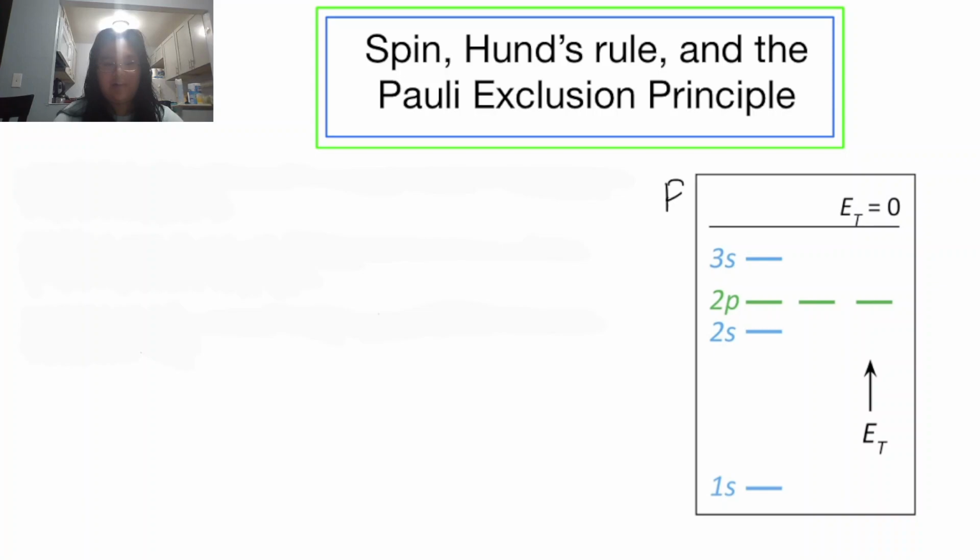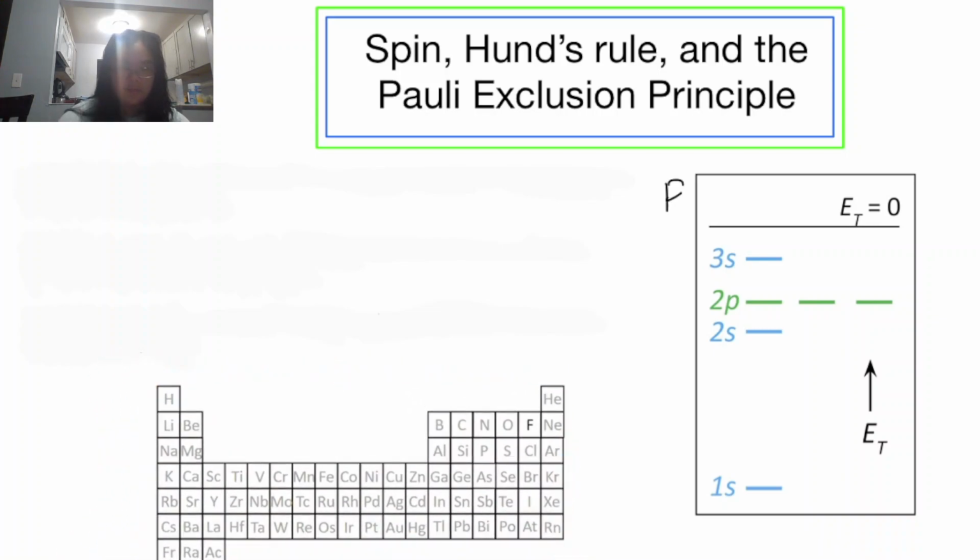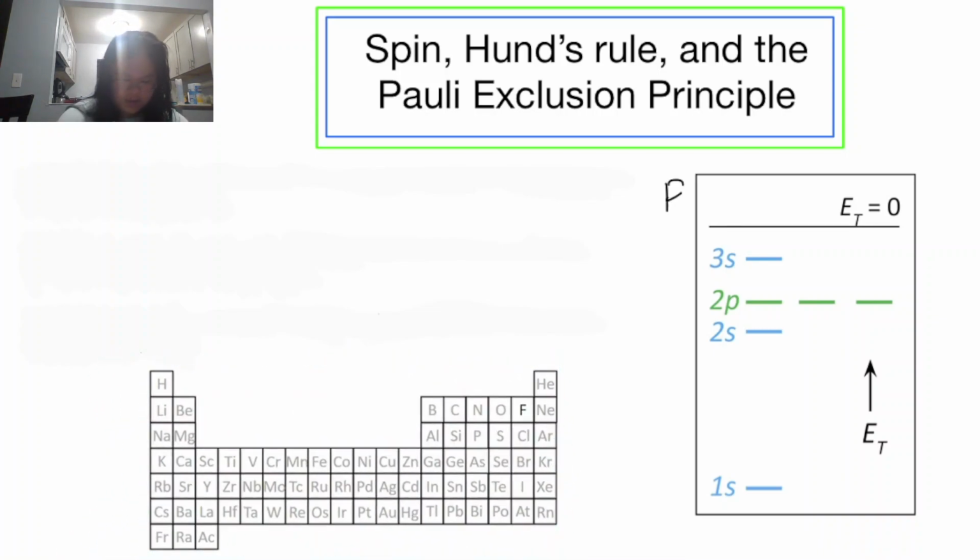Whenever you fill out an energy diagram, the first thing you want to do is pull up a periodic table and locate the element in question. You might remember that the electron configuration for fluorine is 1s2, 2s2, 2p5. We will come back to the electron configuration later, but for now, all we need to know based on this periodic table is that fluorine has 9 electrons because it's the 9th element. We can use this fact to fill out our energy diagram.